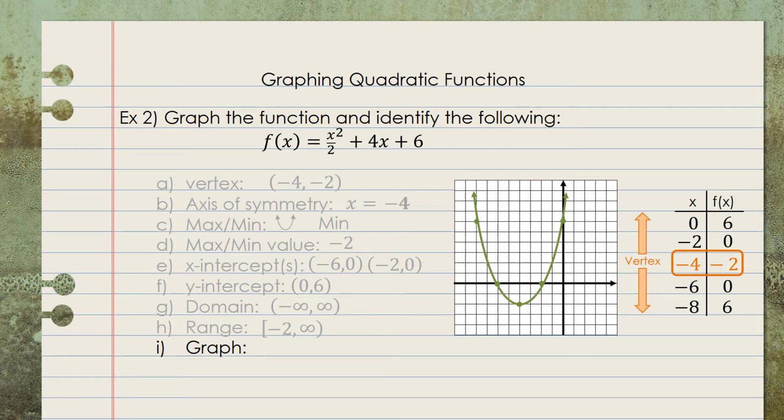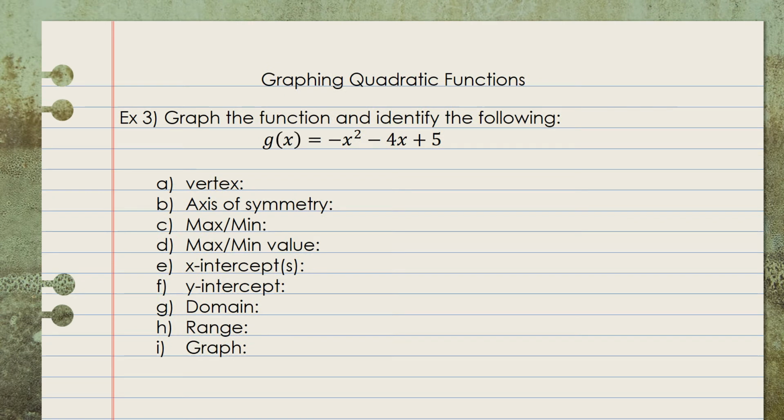Let's look at another example. Example number 3, graph the function and identify the following. G of x equals -x squared minus 4x plus 5. And we're being asked to find A, the vertex, B, axis of symmetry, C, max or min, D, max or min value, E, x-intercept, F, y-intercept, G, domain, H, range, I, graph.